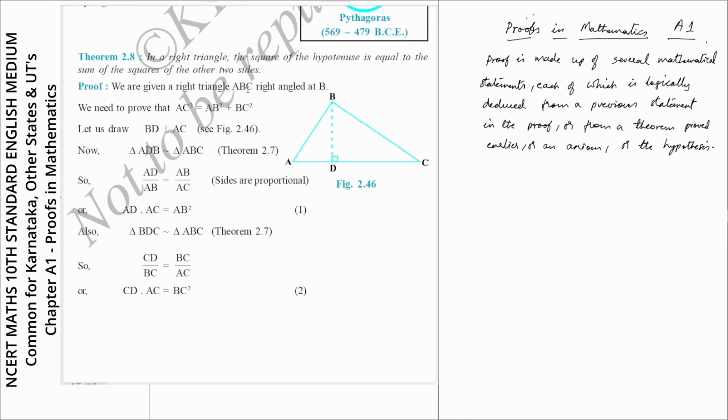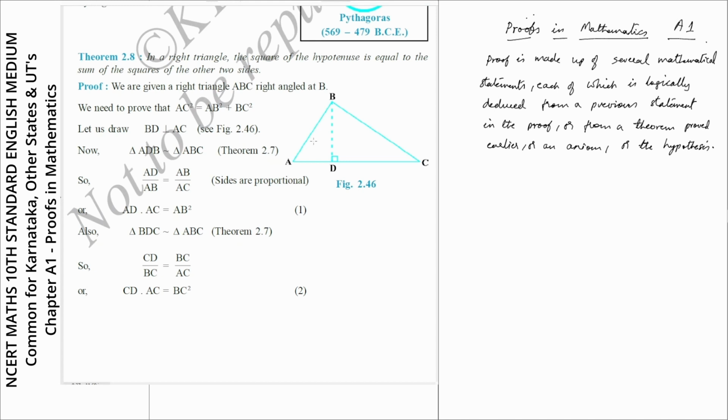So if we see the proof, here you can see the proof. One line is drawn perpendicular to AC. Now after drawing it, we can observe that triangle ABD is similar to triangle ABC. Therefore, when two triangles are similar, their sides will be proportional. Therefore AD by AB is equal to AB by AC. When we cross multiply, we get AD into AC is equal to AB square. Now these two triangles being similar is itself a statement. AD into AC is equal to AB square is also a statement.